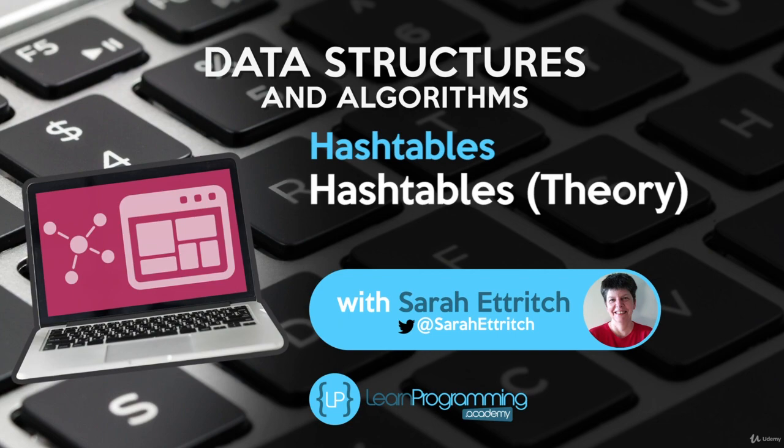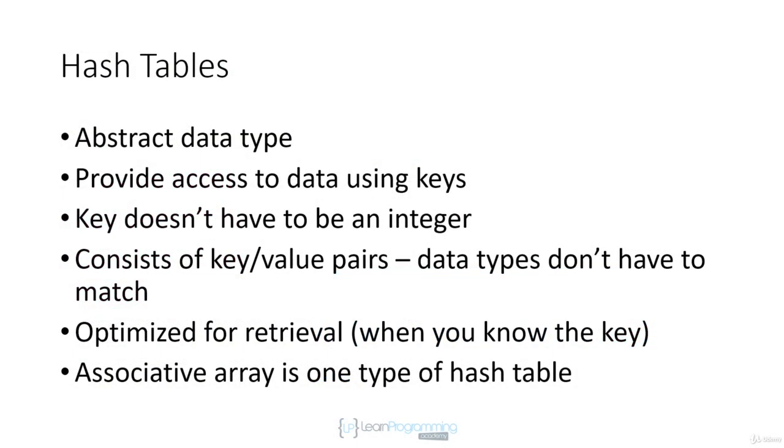All right, so as I mentioned in the very brief introduction, a hash table is an abstract data type. So it doesn't dictate how you store the data. You can back a hash table with whatever you want. A hash table provides access to data using keys. So when it comes to hash tables, they consist of key value pairs. When you add an item, you provide the key and the value, and when you want to retrieve the item, you provide the key, and then from there, the hash table can retrieve the value, and it can do it really, really quickly. So hash tables are optimized for retrieval when you know the key, obviously.